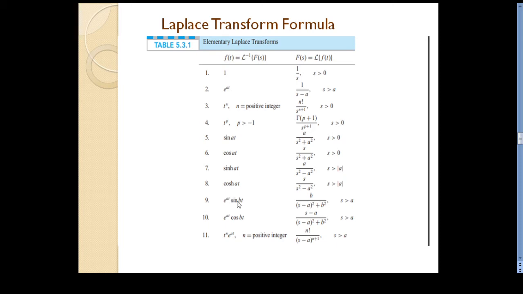L of e power at sin bt equal to b by (s minus a) whole square plus b square. L of e power at cos bt equal to s minus a divided by (s minus a) whole square plus b square. Then L of t power n e power at can be written as n factorial divided by (s minus a) whole power n plus 1.